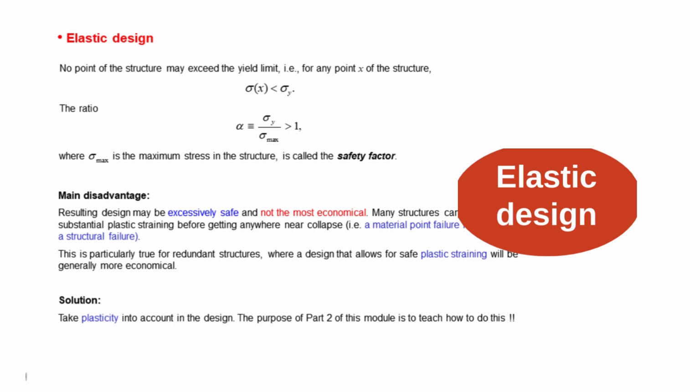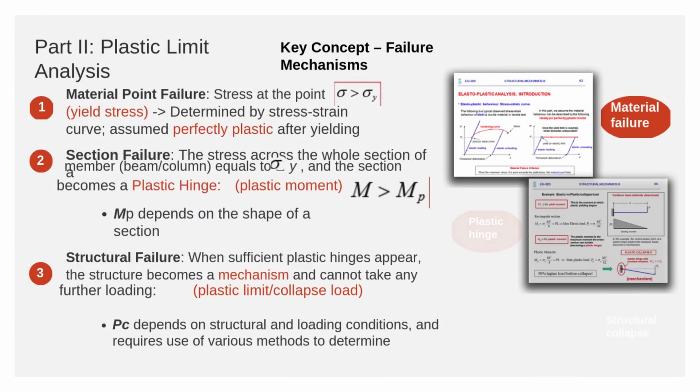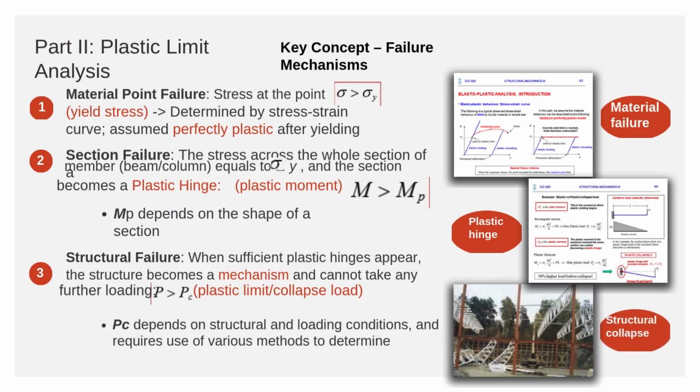Elastic design, plastic design. Key concept: failure mechanisms. Material point failure: stress at the point is greater than yield stress, determined by the stress-strain curve, assumed perfectly plastic after yielding. Section failure: the stress across the whole section of a member, beam or column, equals the yield stress, and the section becomes a plastic hinge when the moment is greater than the plastic moment. MP depends on the shape of a section.